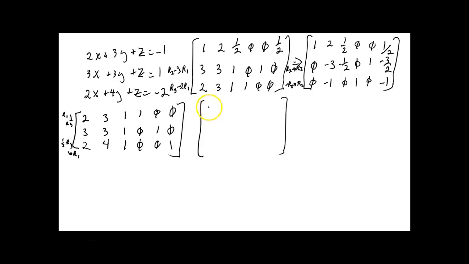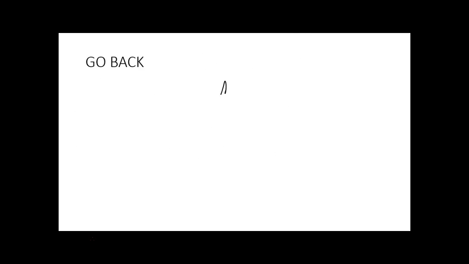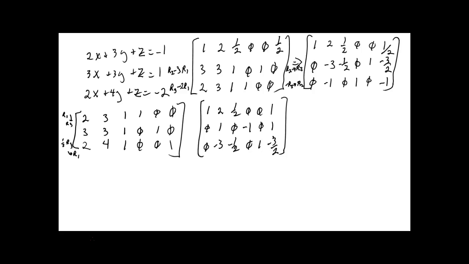We're not messing with 1 yet, so that's going to be a 1, 2, 1 half, 0, 0, 1. And our new row 2 will be what? 0, 1, 0, negative 1, 0, 1. Got it. Okay, I guess I'll write down the next one. 0, negative 3, negative 1 half, 0, 1, and negative 3 halves. I hope I caught those signs correctly. Your top of row 1 is really... I keep leaving off that 1 half, don't I? Must be something psychological there. I don't know what's going on.